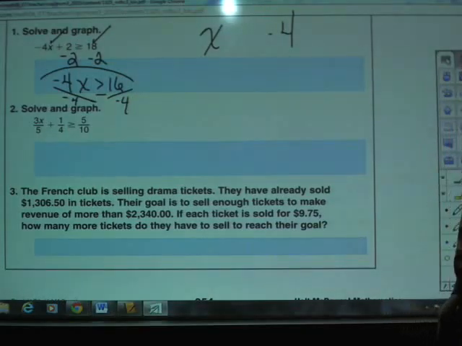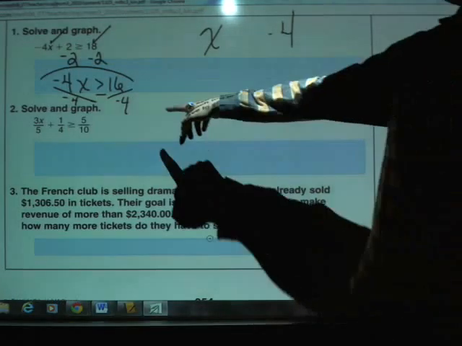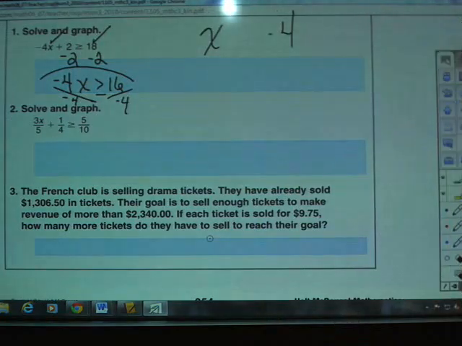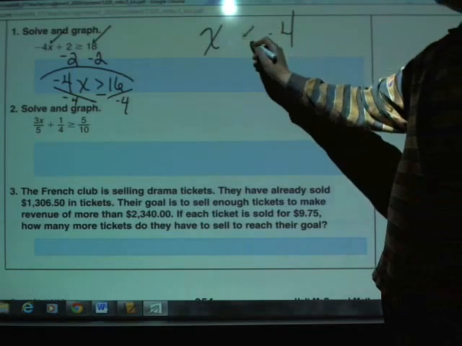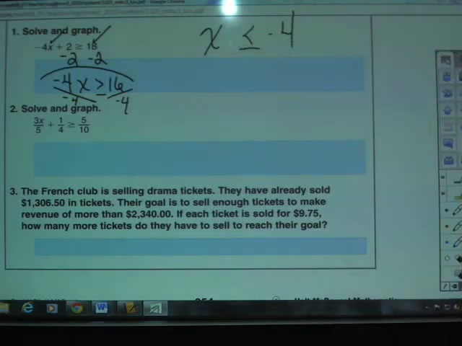Now, I've hesitated writing the sign, though, because we did divide by a negative here. As you know, when we divide by a negative or multiply by a negative, it flips the direction of the inequality sign. So what I don't want to do is I don't want to write greater than or equal to back in. I want to write less than or equal to. X is less than or equal to negative 4.